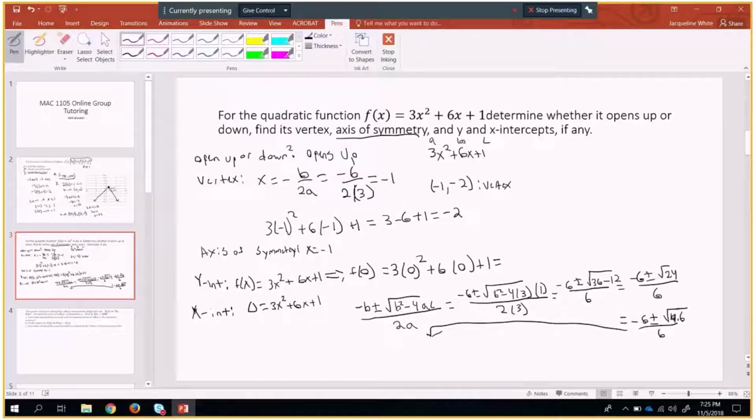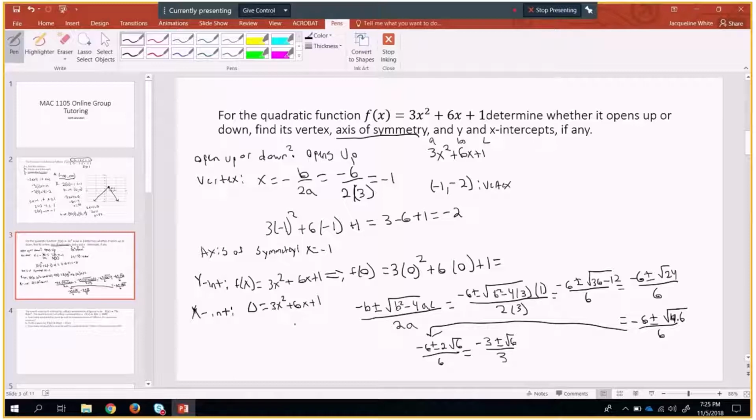So we could do this separately. Take out the square root of 4, which is 2. So then we have negative 6 plus or minus 2 times the square root of 6 all over 6. And then finally, take out a 2 from that negative 6, that 2, and that 6, and we get negative 3 plus or minus the square root of 6 over 3.